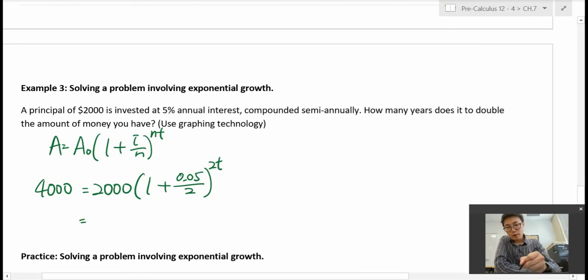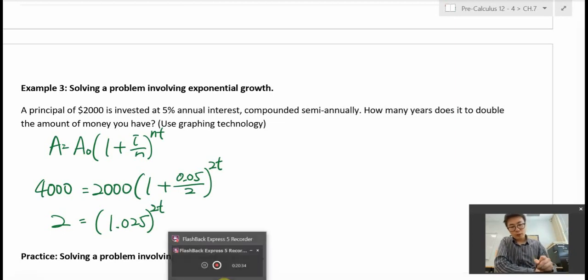I will say that I can divide both sides by 1,000. This is a nice number because you just end up with a 2. This is 1 plus 0.05 divided by 2, which is 0.025. So plus 1, it's 1.025 to the power of 2t. Okay, now again, this is an exponential equation that we cannot solve just yet because we cannot change them to the same base. So what we need to do is we need to use decimals, okay?